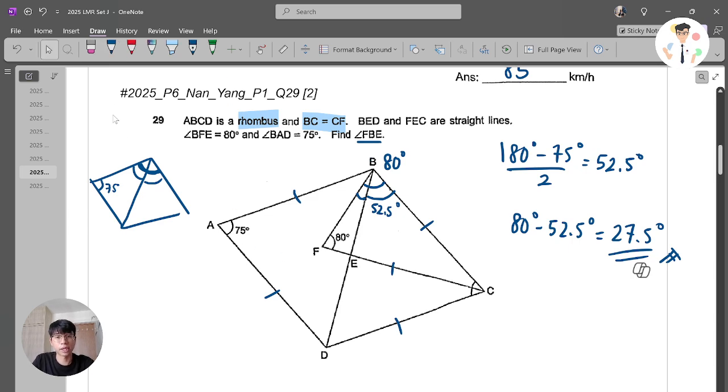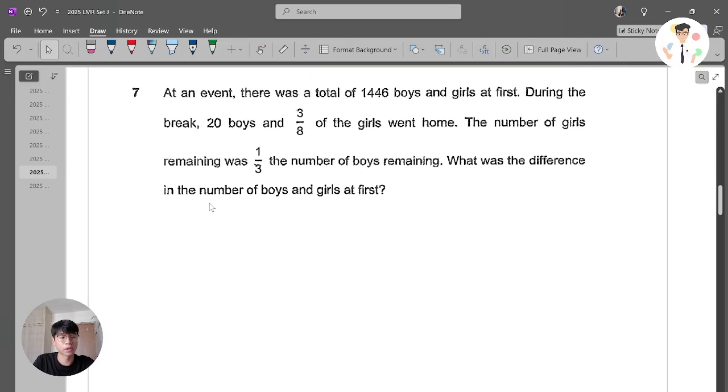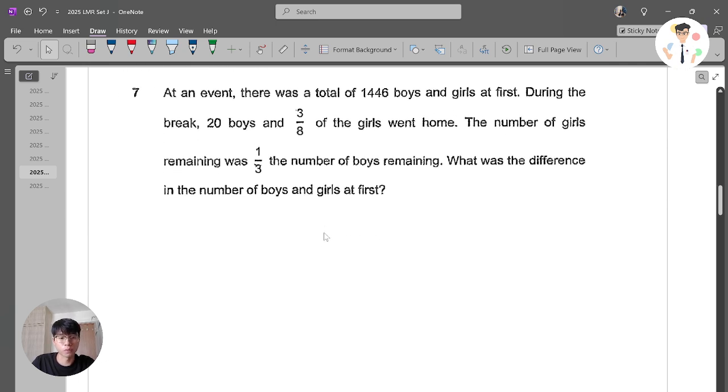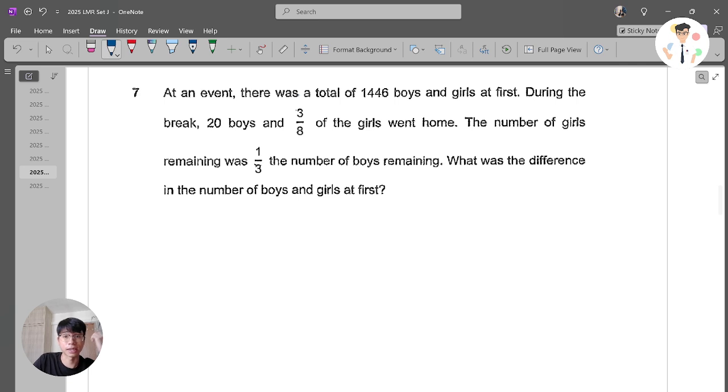Next part, let's look at the next question. The next question is from Nan Hua. At an event, there were a total of 1446 boys and girls at first. During the break, 20 boys and 3 out of 8 of the girls went home.